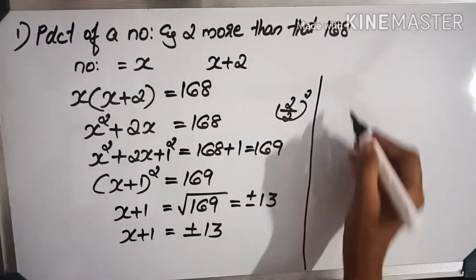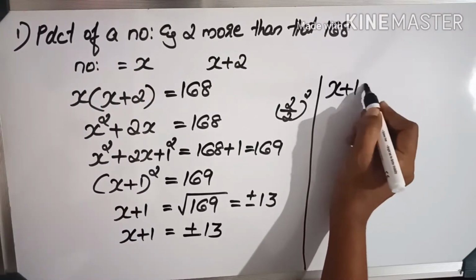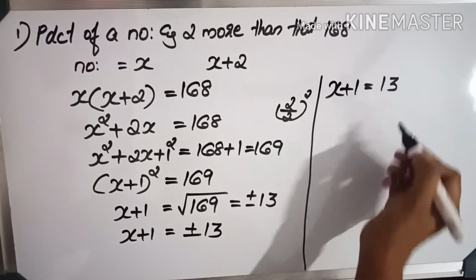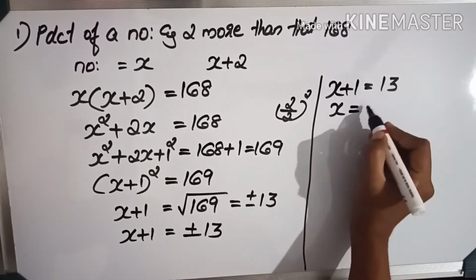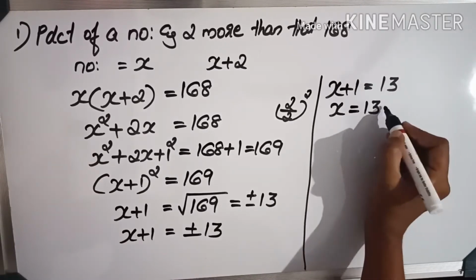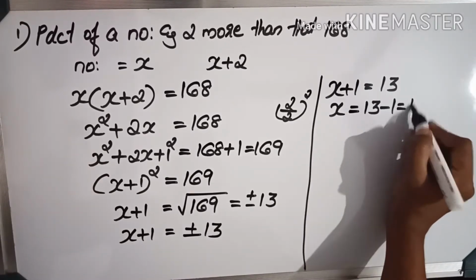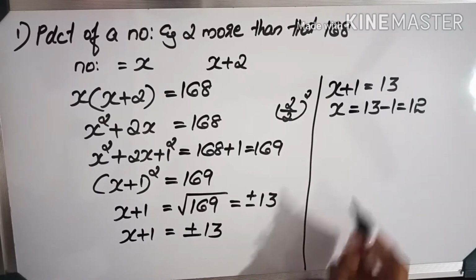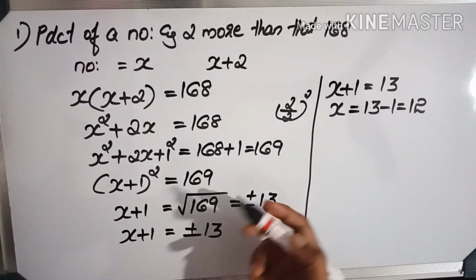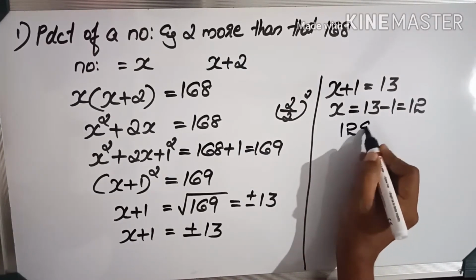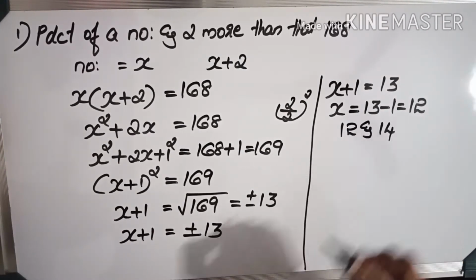If we consider x plus 1 equal to plus 13, what will be the number? x equal to 13, the plus 1 comes to this side, it will be minus 1, that is 12. That means the number is 12 and the next number is 12 plus 2, that is 14. So 12 and 14 will be the numbers.